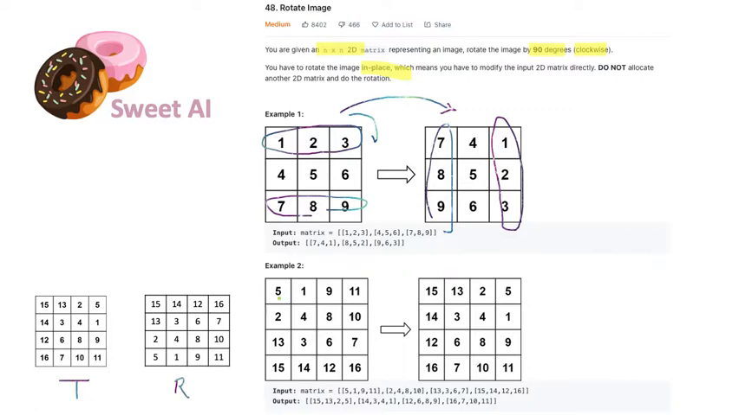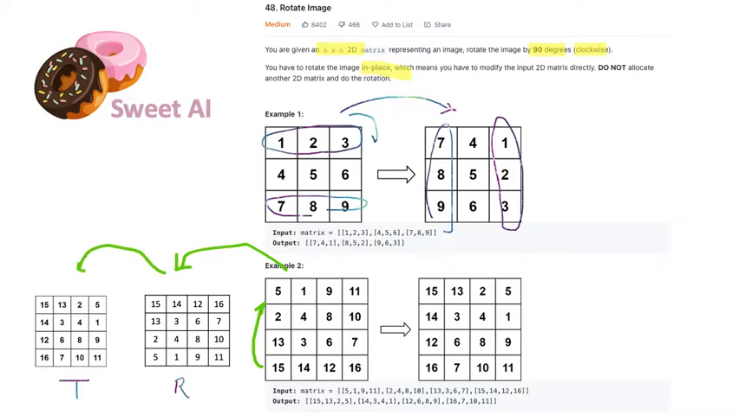So as you see, this is the matrix that is given to us. We are going to reverse this matrix. So the last row is going to be the first row, the third row is going to be the second, and so on. So we are going to reverse the matrix, and this is what we are going to get, right? And after that, we are going to transpose this matrix.